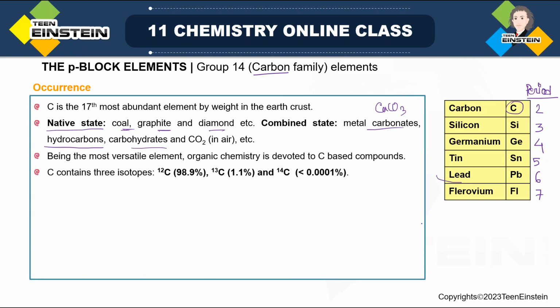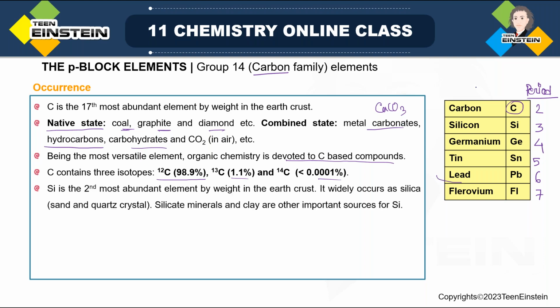Now, as it is very versatile, I have just said that organic chemistry is solely devoted to carbon-based compounds. There are 3 isotopes present for carbon. Now, the most abundant is this one, which is clear from this percentage: 12C, 13C, 14C. Out of these 3, 12C is the most common, 98.9%, 13C 1.1%, and 14C is very, very less.